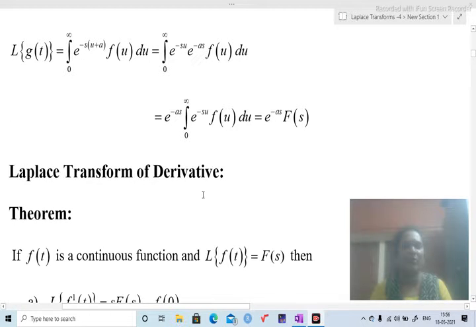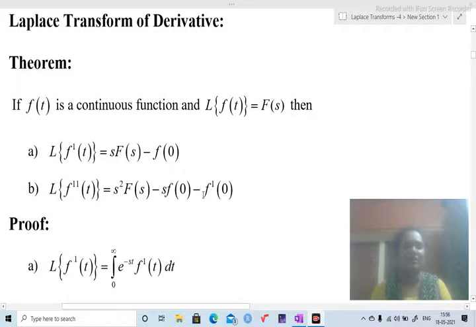Now I am going to prove a theorem on Laplace transform of derivative. If f of t is a continuous function and L of f of t equal to F of s, then L of f dash of t equal to s into F of s minus f of 0.